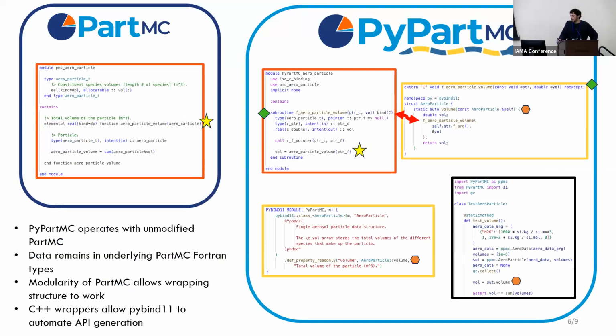Okay, yeah, so the reason that we don't really have any degradation in the performance is because all of the underlying computation is happening in the original PartMC Fortran code. And the reason that we have this wrapping structure is to preserve that computational benefit. We can't go straight from Fortran to Python. So we have to go through C++, and then we have to force a common ABI through C, which is why we've done this.